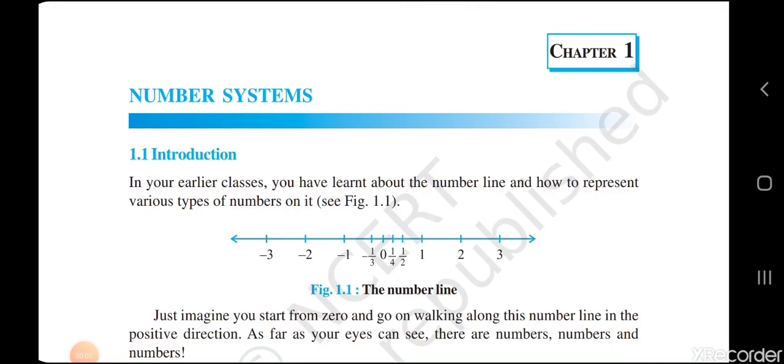Hello, good morning students. In the last lecture, we discussed rational numbers and irrational numbers. Rational numbers are those numbers which can be written in the form of p by q, where p and q are integers and q is not equal to 0. Next, we learned irrational numbers, those numbers which cannot be written in the form of p by q, where p and q are integers and q is not equal to 0.